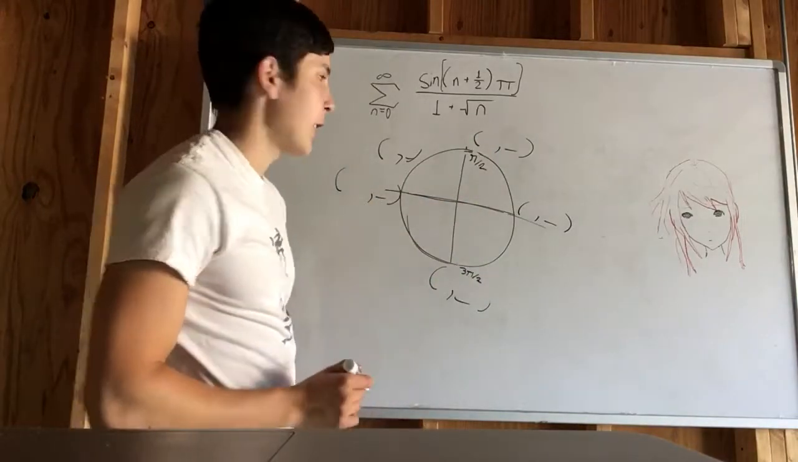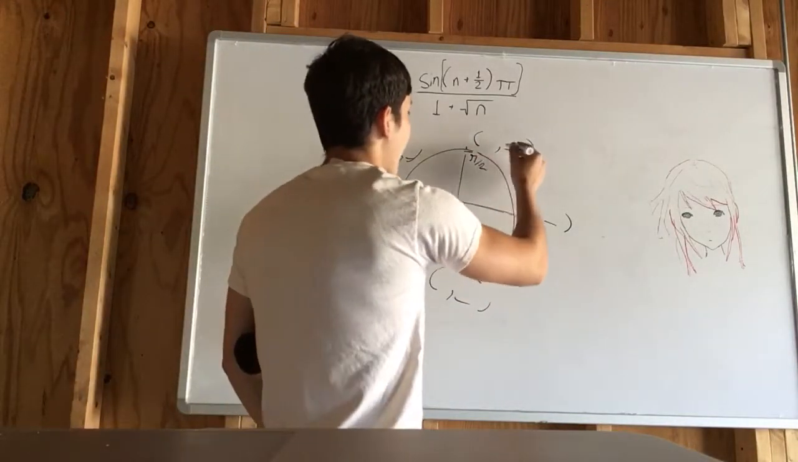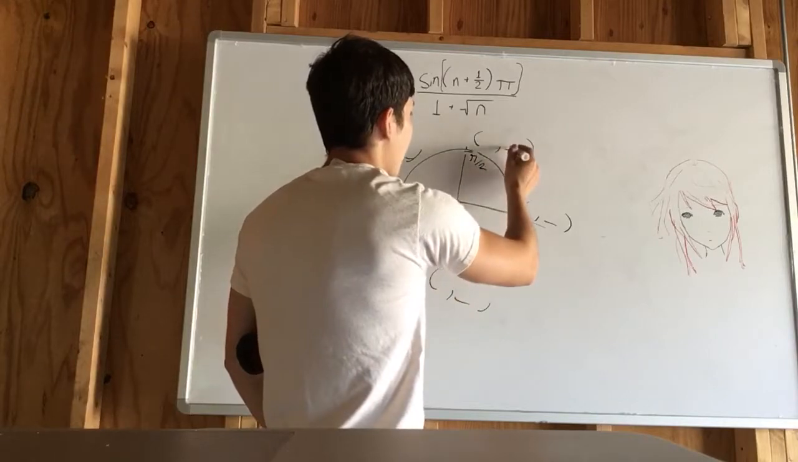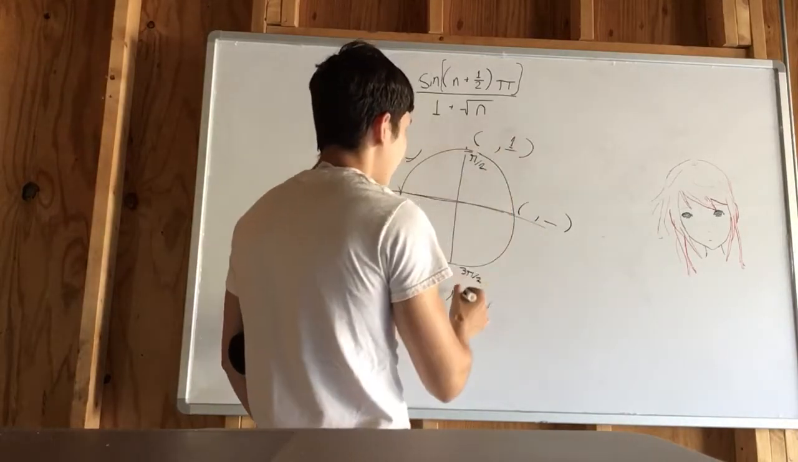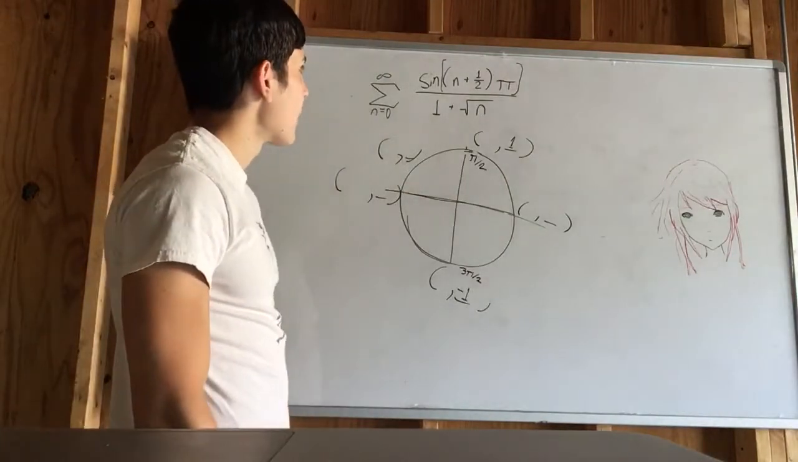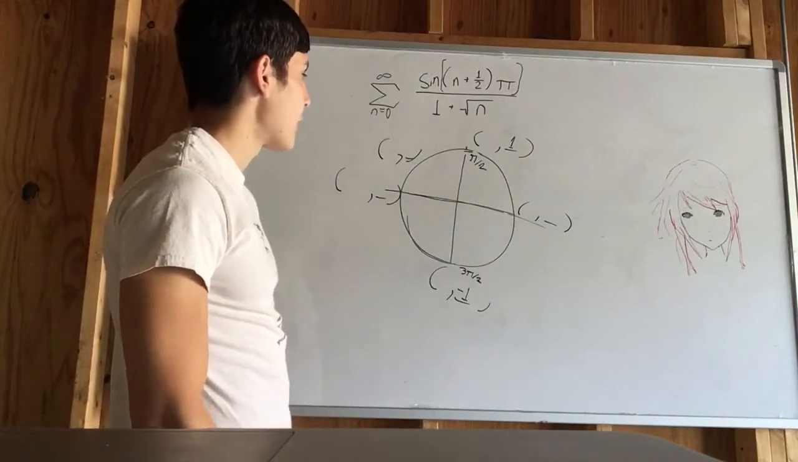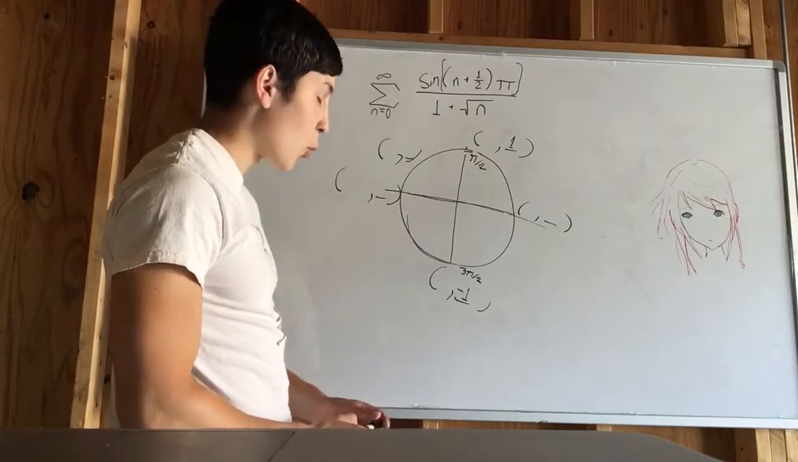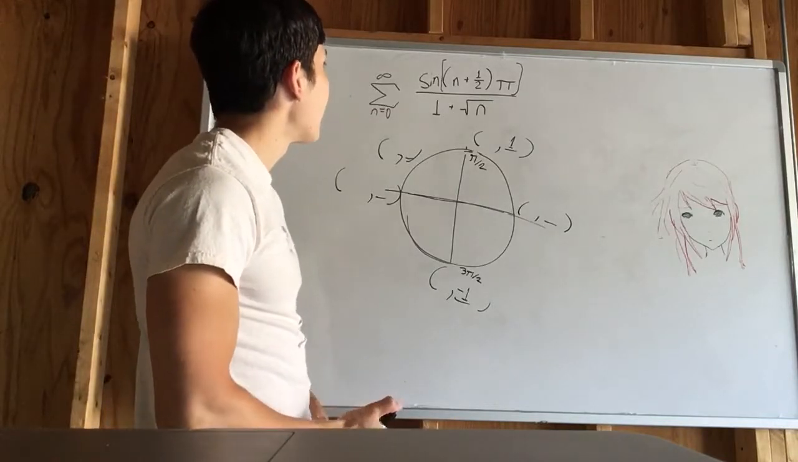So what are those values for sine? Well, the values are the y values. It's a unit circle with radius 1, so this is 1, and this is negative 1. So these are the terms that we care about, 1 and negative 1.